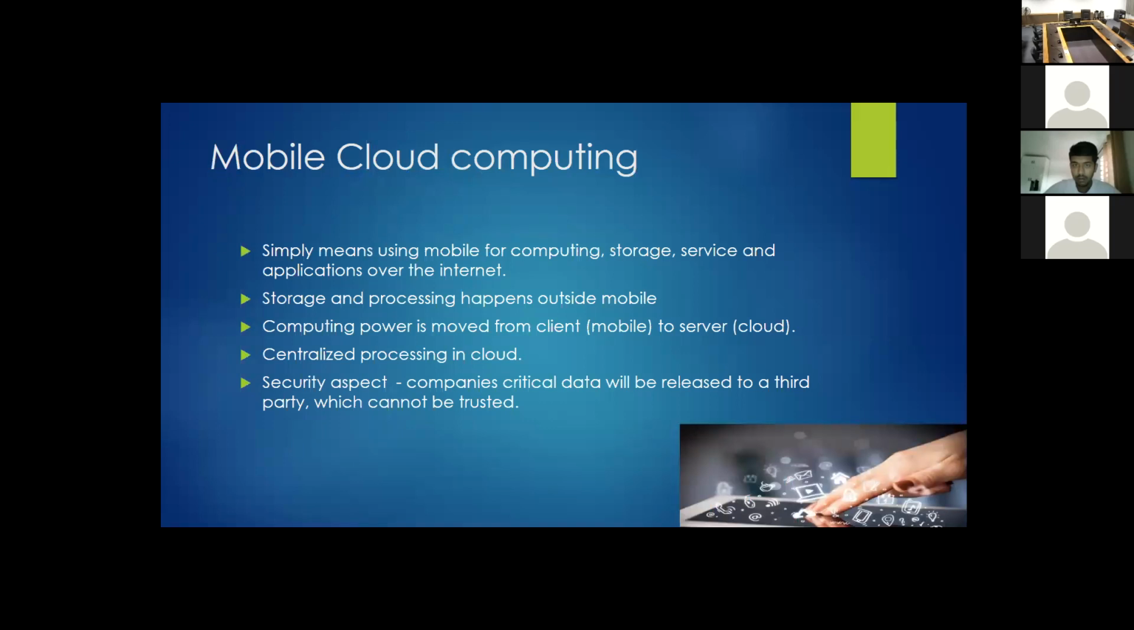Mobile cloud computing is centralized processing on the cloud, and there are some security aspects: companies' critical data will be released to a third party, which is the cloud service provider. Most companies in Fiji don't trust these cloud providers, as there can be a breach of confidential data. That's why plenty of companies in Fiji are having private clouds instead of the external global public cloud.